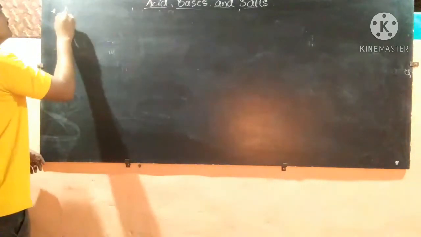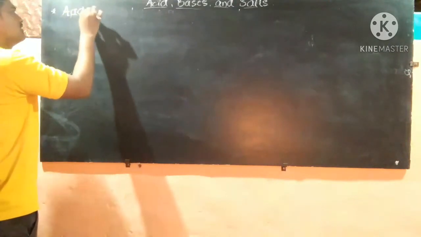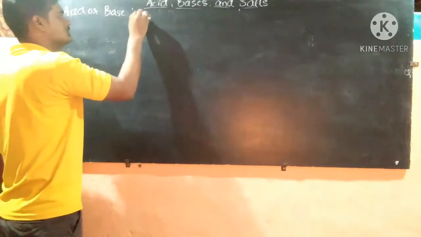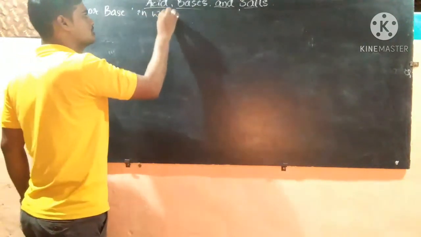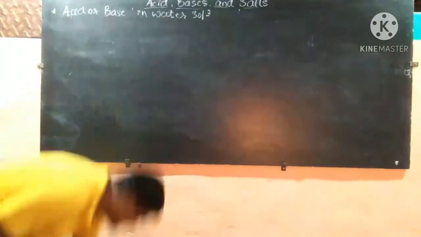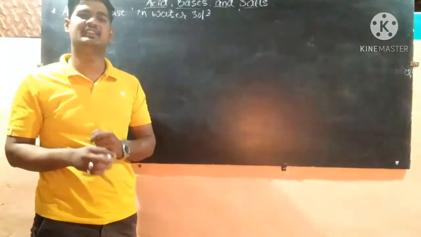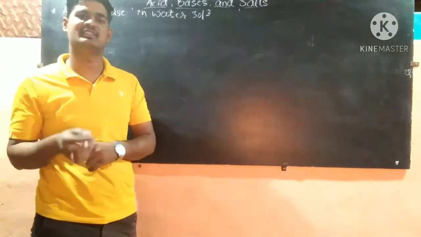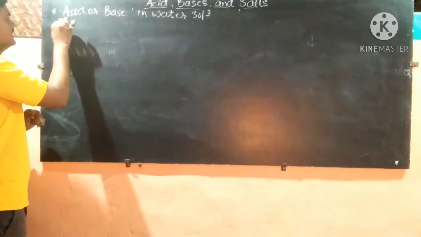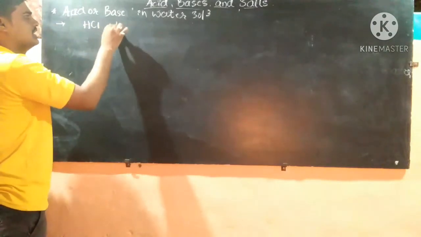And the next one is acid or base in water solution. What happens to the acid or base when it is added to the water? We already learned that acid is going to produce H plus ions in the water. So by taking a chemical reaction, we will study that acid in water, what happens here, HCl added in water.